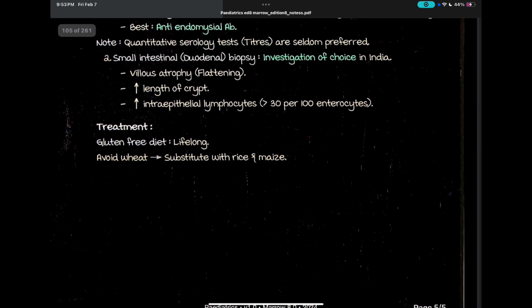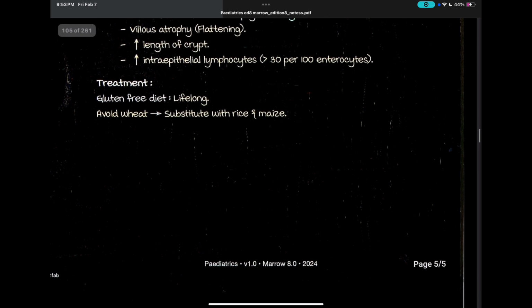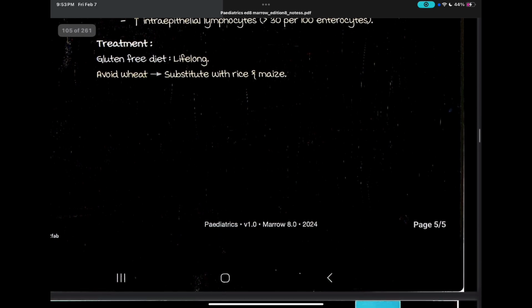Treatment: gluten-free diet lifelong. Avoid wheat and substitute with rice and maize.